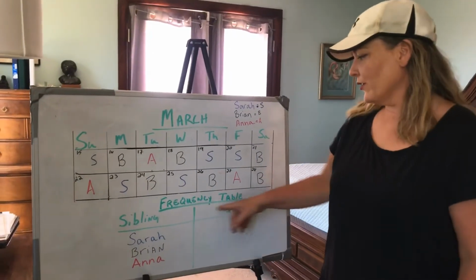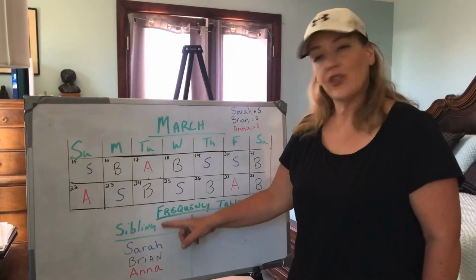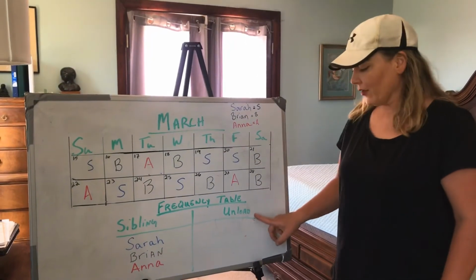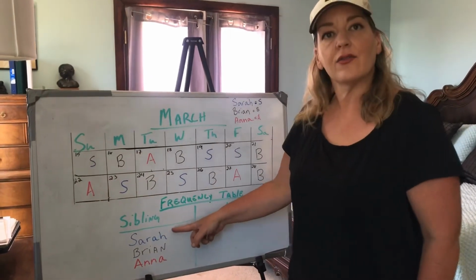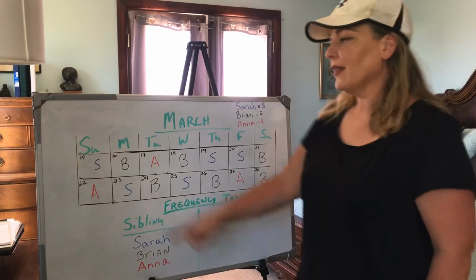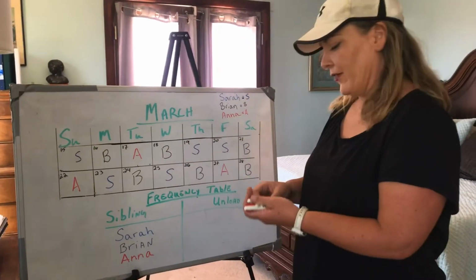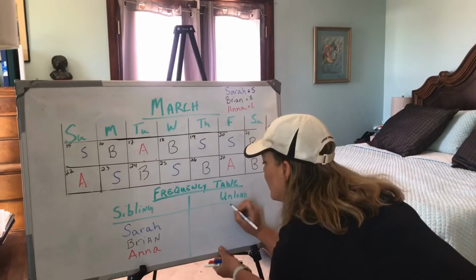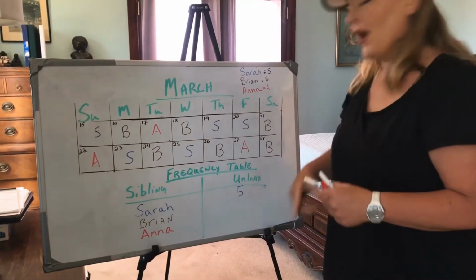Okay, so here's her frequency table she's going to do down here. On one column, she has the sibling's name, and on the other column, it's the frequency of unloading the dishwasher. So how many times did Sarah unload the dishwasher in this 2-week span? Let's count the S's. 1, 2, 3, 4, 5. So Sarah unloaded the dishwasher 5 times. This is how we would make a frequency table of her data.